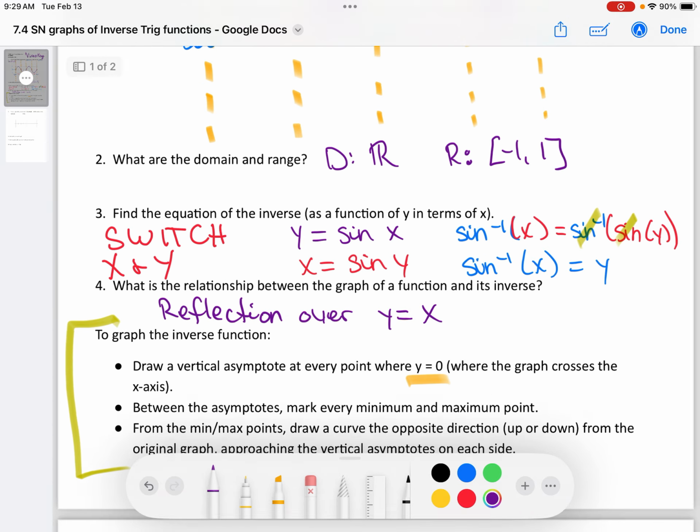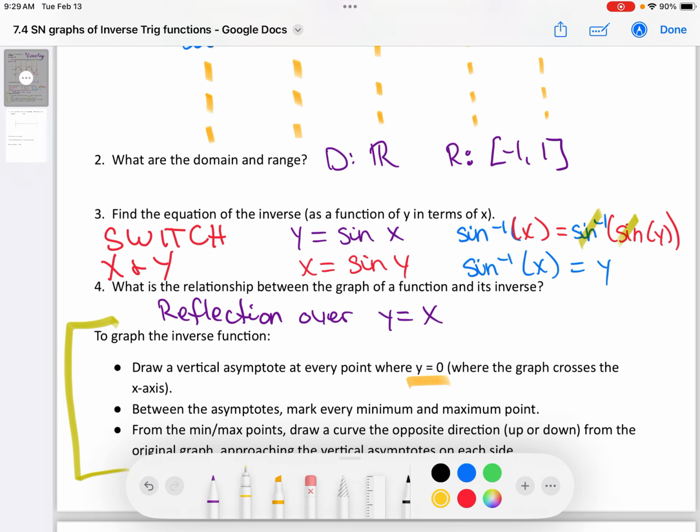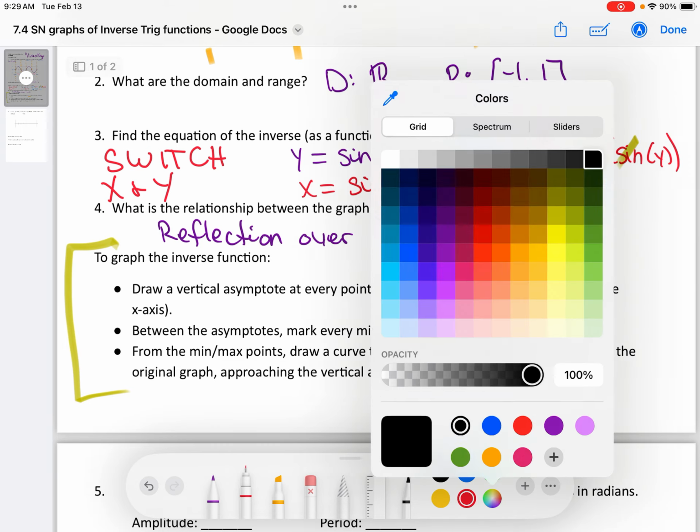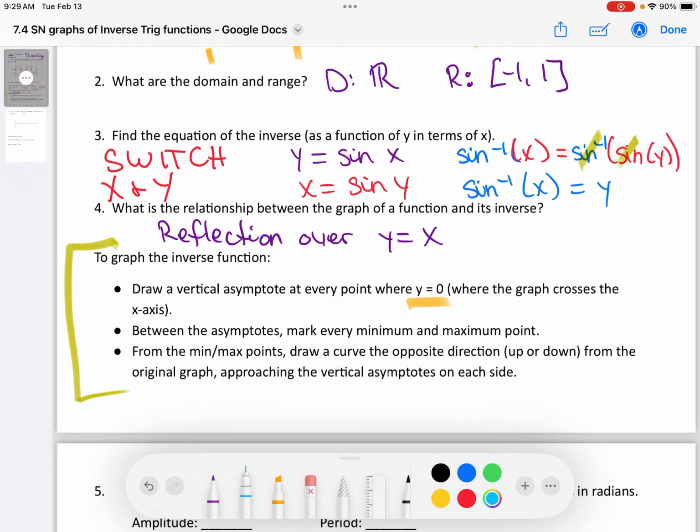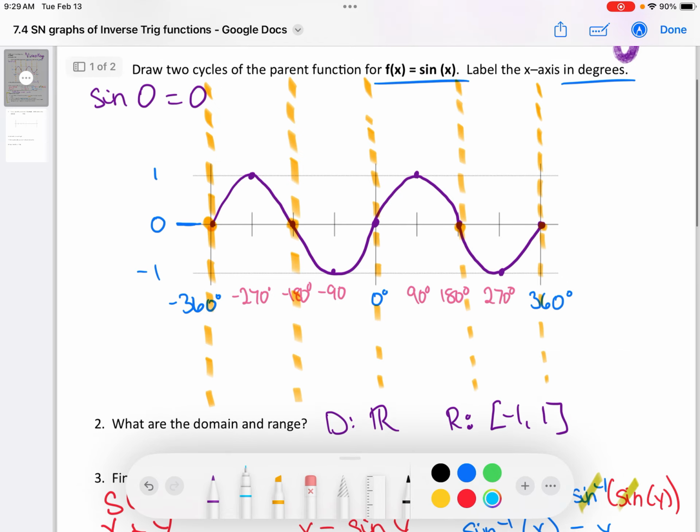Now, next, between the asymptotes, we are going to mark every minimum and maximum point. Those critical points that are maxes and mins. So I'm going to put a dot here at this peak, a dot here at this valley, a dot at this top peak, and a dot down here on this bottom peak.